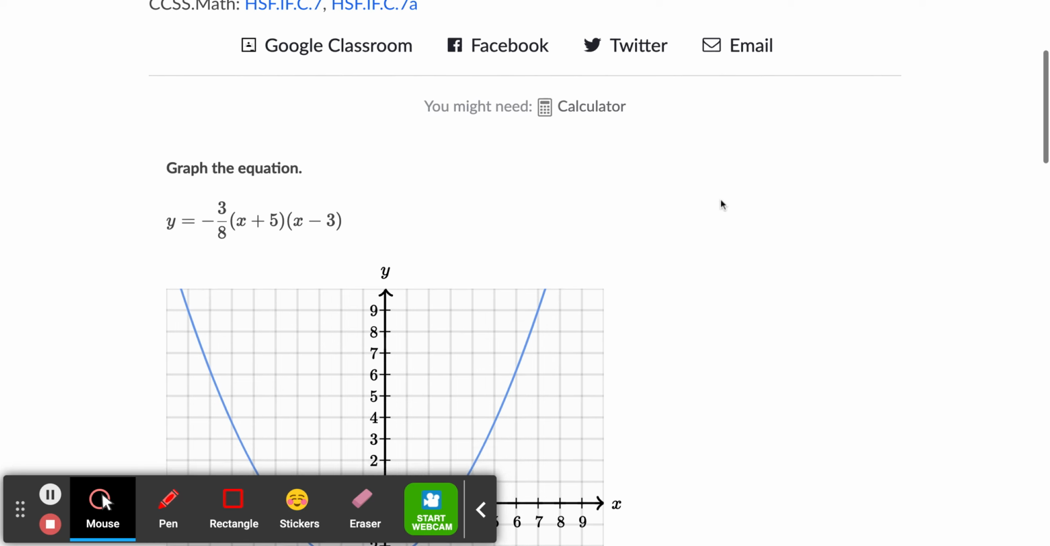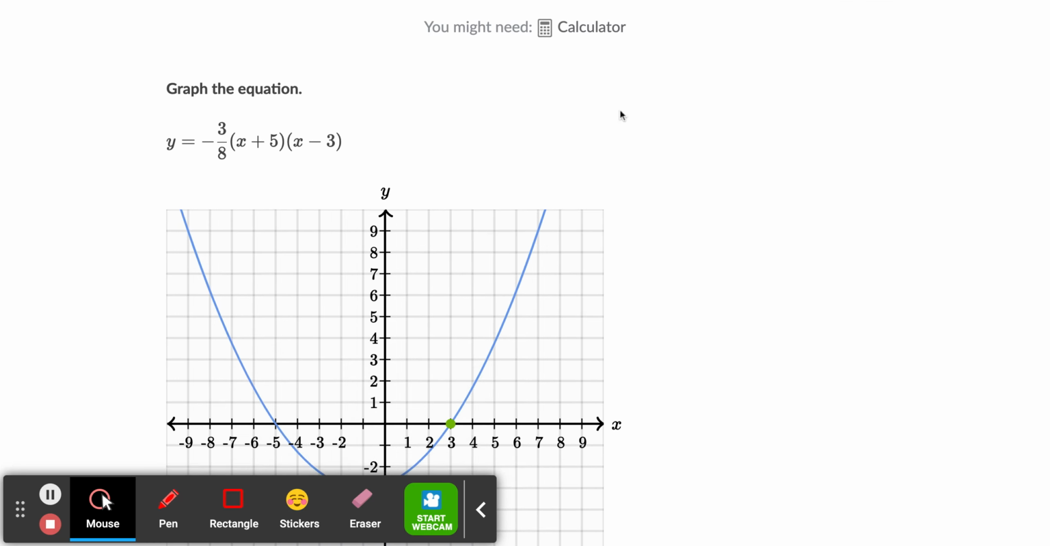Okay. So keep in mind, I will be using a calculator to get some of these y values for this graph. So it might be handy just to have a calculator on hand.